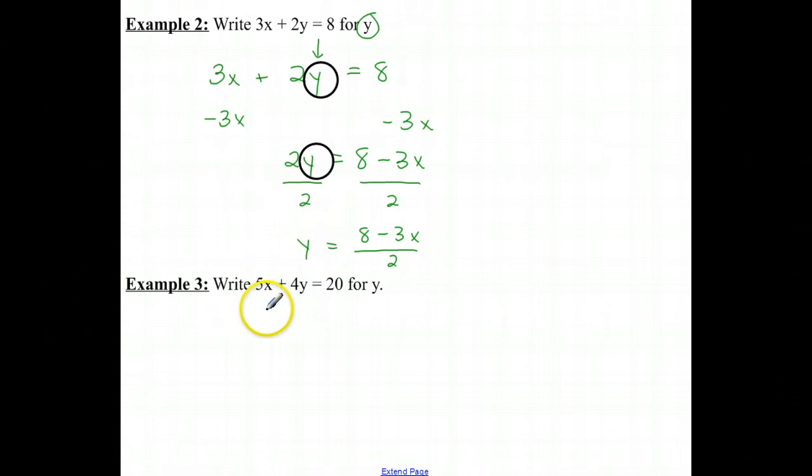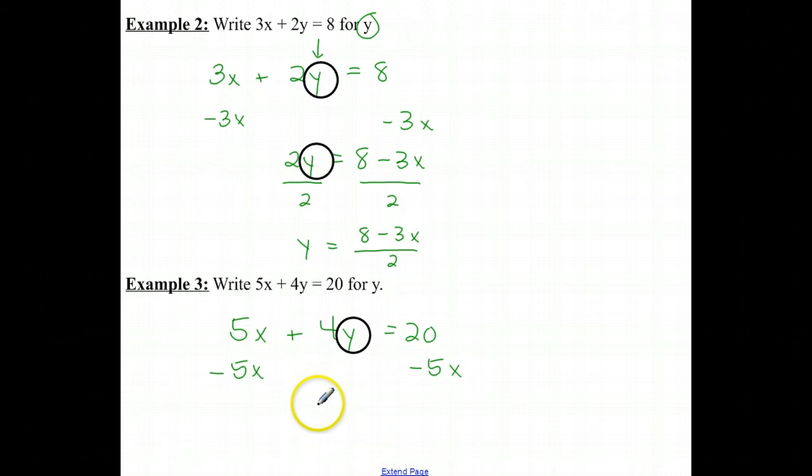The third and final example, we're going to do the same thing, only with different numbers. 5x plus 4y is equal to 20. Again, we are trying to isolate y. Let's bring another circle down. So I need to eliminate the 5x and the 4. Start by subtracting the x term. 4y is equal to 20 minus 5x.